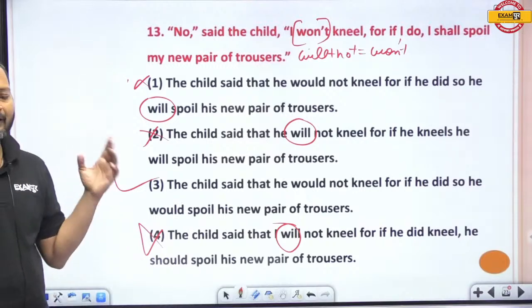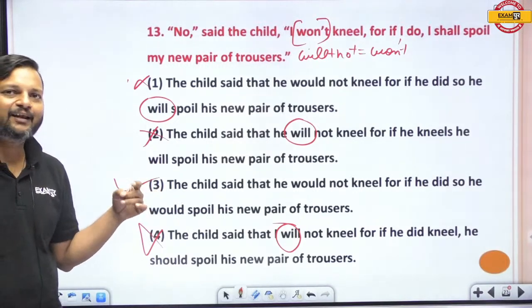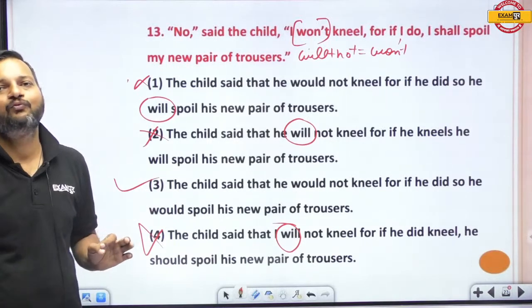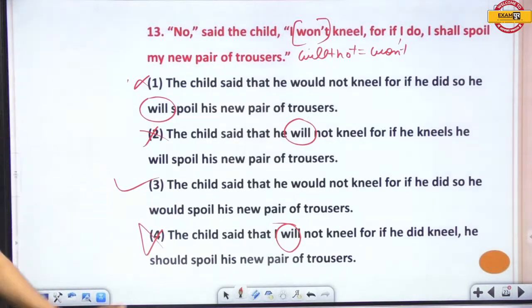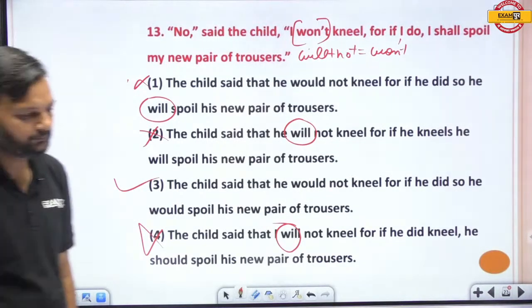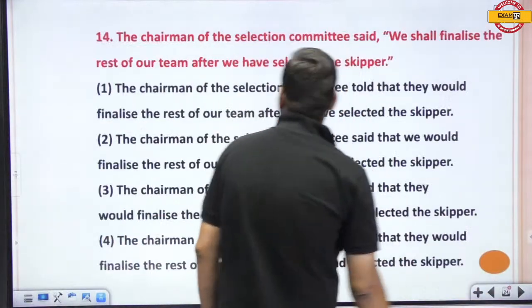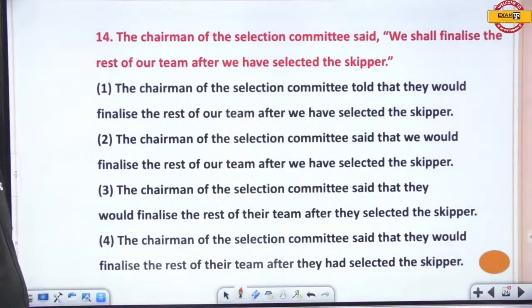Because we have two will in this sentence, and both the wills must be changed into would. So the answer is clearly the third one. Now, question number 14. The chairman of the selection committee said, we shall finalize the rest of our team after we have selected the skipper.